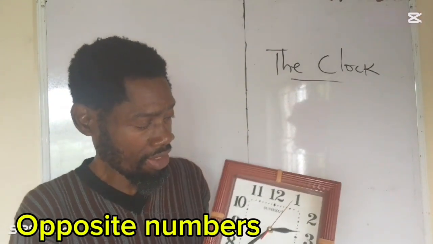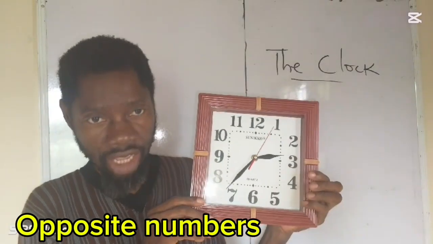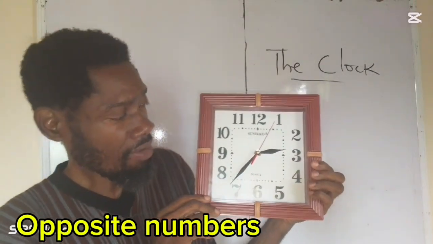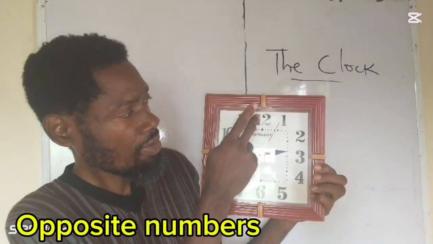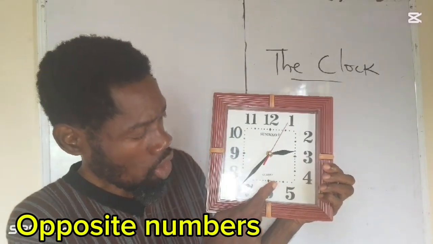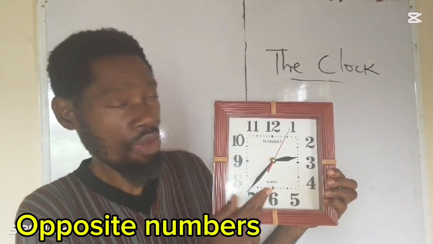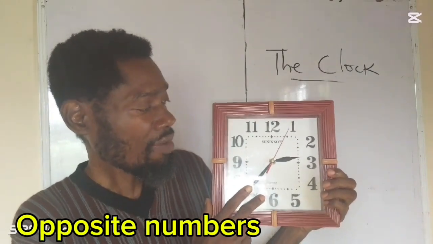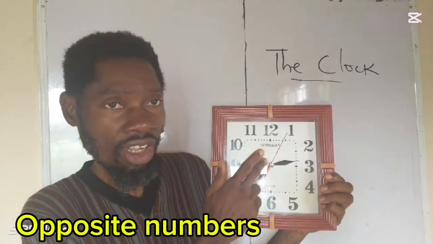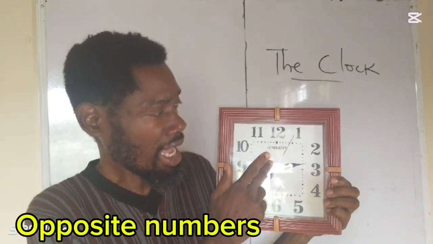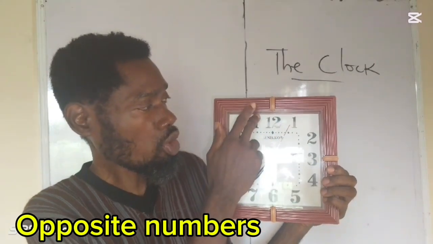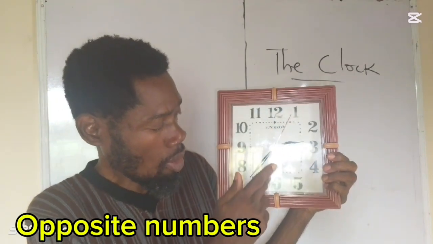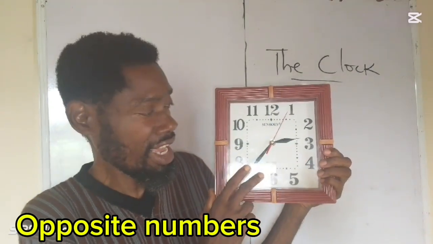So let's look at the opposite numbers on the clock today. Now you have 12 directly opposite to 6. So if you're drawing the clock, after having the center of the clock, the first numbers you should look at that are opposite are 12 and 6. So 12 will be directly opposite to 6, as you can see here on this clock.